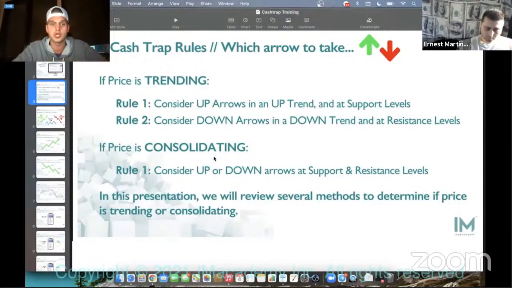If currency is really strong and it's moving up, why would we take down arrows, right? But vice versa. If price is in a major downtrend, we actually want to look for sells. We don't want to just take buys, because we want to trade with the trend line. And if price is in consolidation, we can take both up arrows and down arrows. We can buy and sell when price is in consolidation.